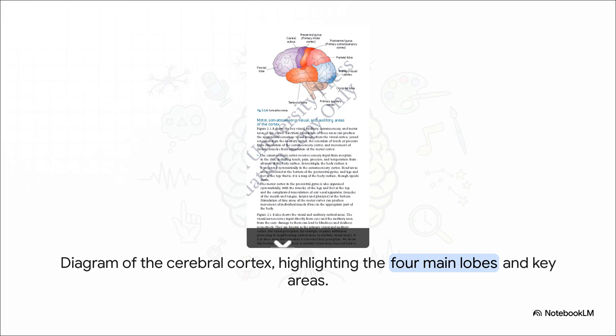That's your hub for thinking, planning, and movement. Behind that, at the top, is the parietal lobe, which deals with sensory information. All the way at the back, we have the occipital lobe, which is dedicated to vision. And then on the sides, kind of tucked in by your temples, is the temporal lobe, responsible for hearing and language.